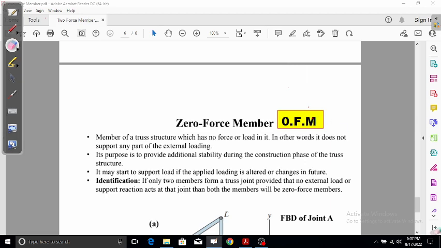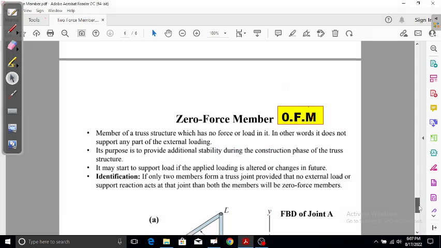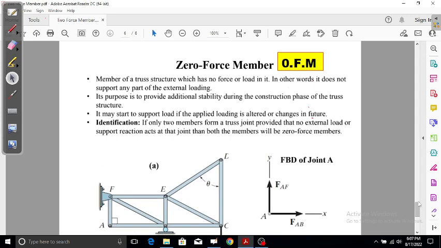We use trusses a lot. A zero force member is sometimes also symbolized as ZFM. So what are zero force members? They are members of a truss structure which have no force or load on them. In other words, they do not support any part of the external loading, and they are called zero force members.